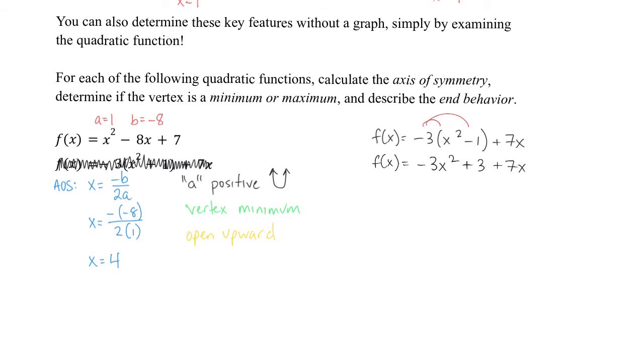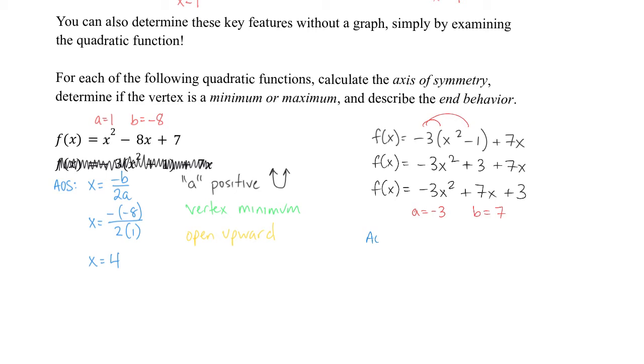And then let me rearrange this so that it's ax squared plus bx plus c. So I've got -3x squared plus 7x plus 3. Okay, now I can go to work. So my a in this case is -3, and my b in this case is 7.